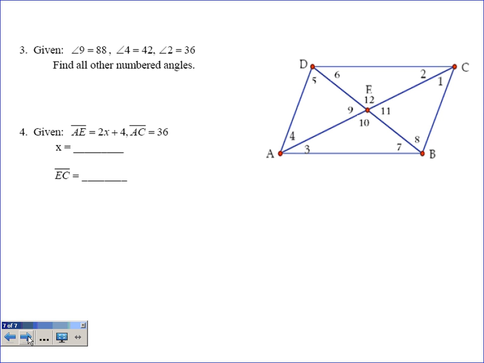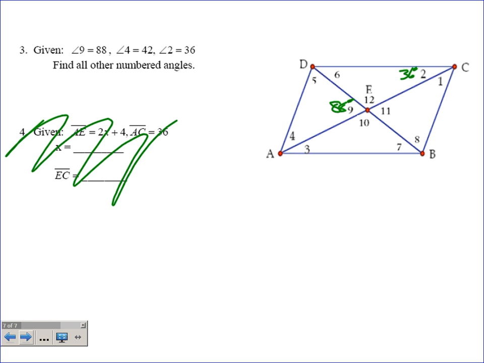I'm not trying to make this more difficult than it is. You might think I'm really trying to be this terrible person making this more difficult than it is. I'm not. I'm just trying to teach you that you need to have a reason why. Number 3. It says measure of angle 9 is 88. I'm going to label that on the picture. It says measure of angle 2 is 36. All right. Ignore this part right here for a little bit. We're going to come back to that in just a second.